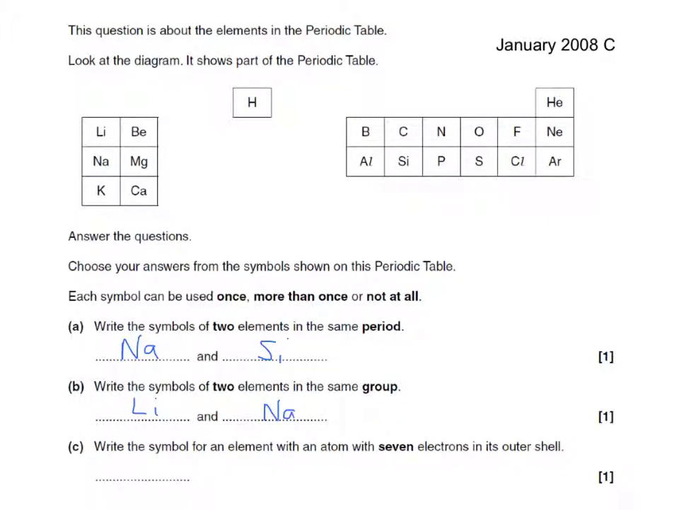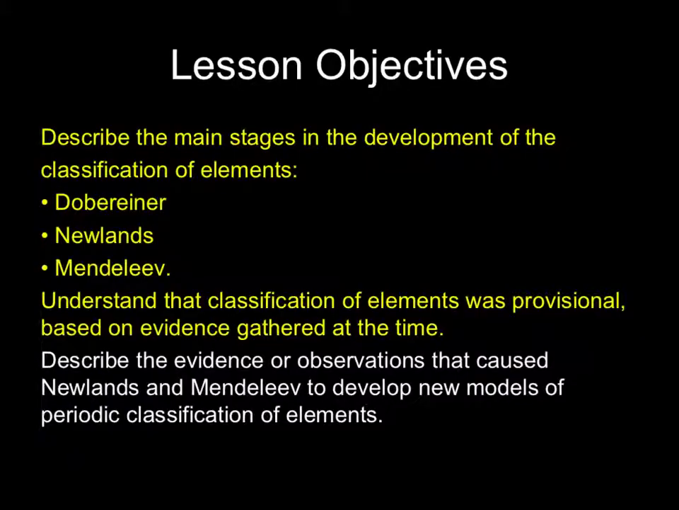And finally, write the symbol for an element with an atom with 7 electrons in its outer shell. With 7 electrons in the outer shell, it would be in group 7. So we count across 1, 2, 3, 4, 5, 6, 7. Let's go for F for fluorine. Well, that was fairly straightforward.